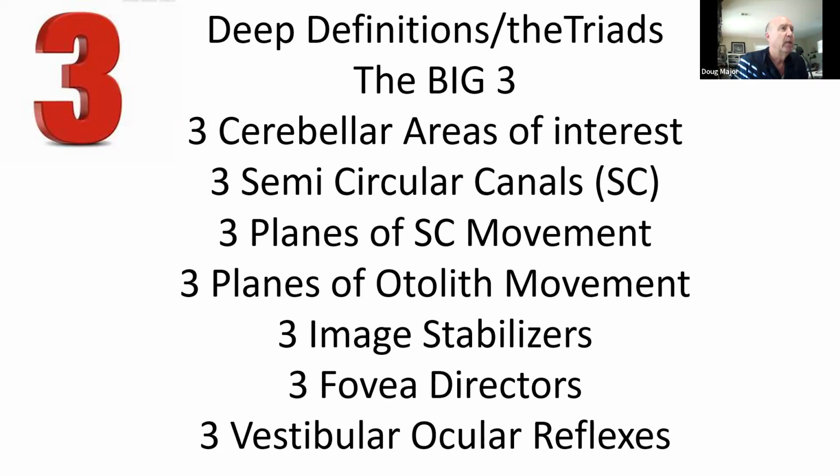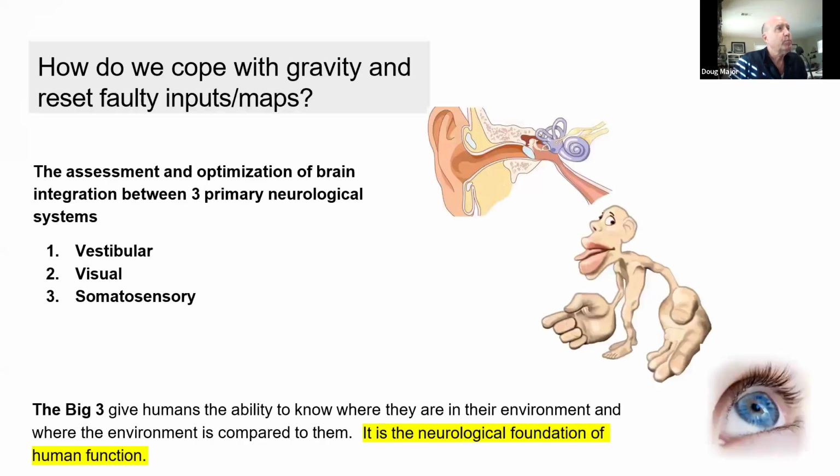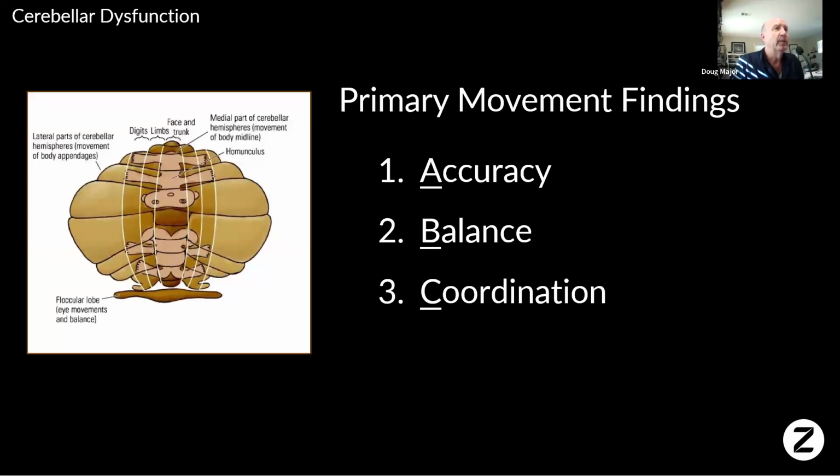all together. So first of all, the three big ones are vestibular, visual, and somatosensory. These are the things that give the neurological foundation of our human function here on the planet Earth. And the big talk about cerebellar functions, the basic is the ABCs: accuracy, balance, coordination.